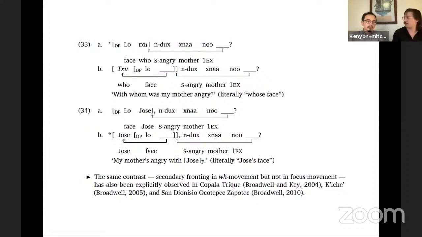And it's not just a funny fact of Zapotec. Secondary fronting in WH movement, but not in focus movement, has been explicitly observed in a number of other languages. So Trique does this, Quiche does this, and another fairly unrelated Zapotec does this as well. And I bet if people who aren't Broadwell go and study these languages, they'll find the same thing.